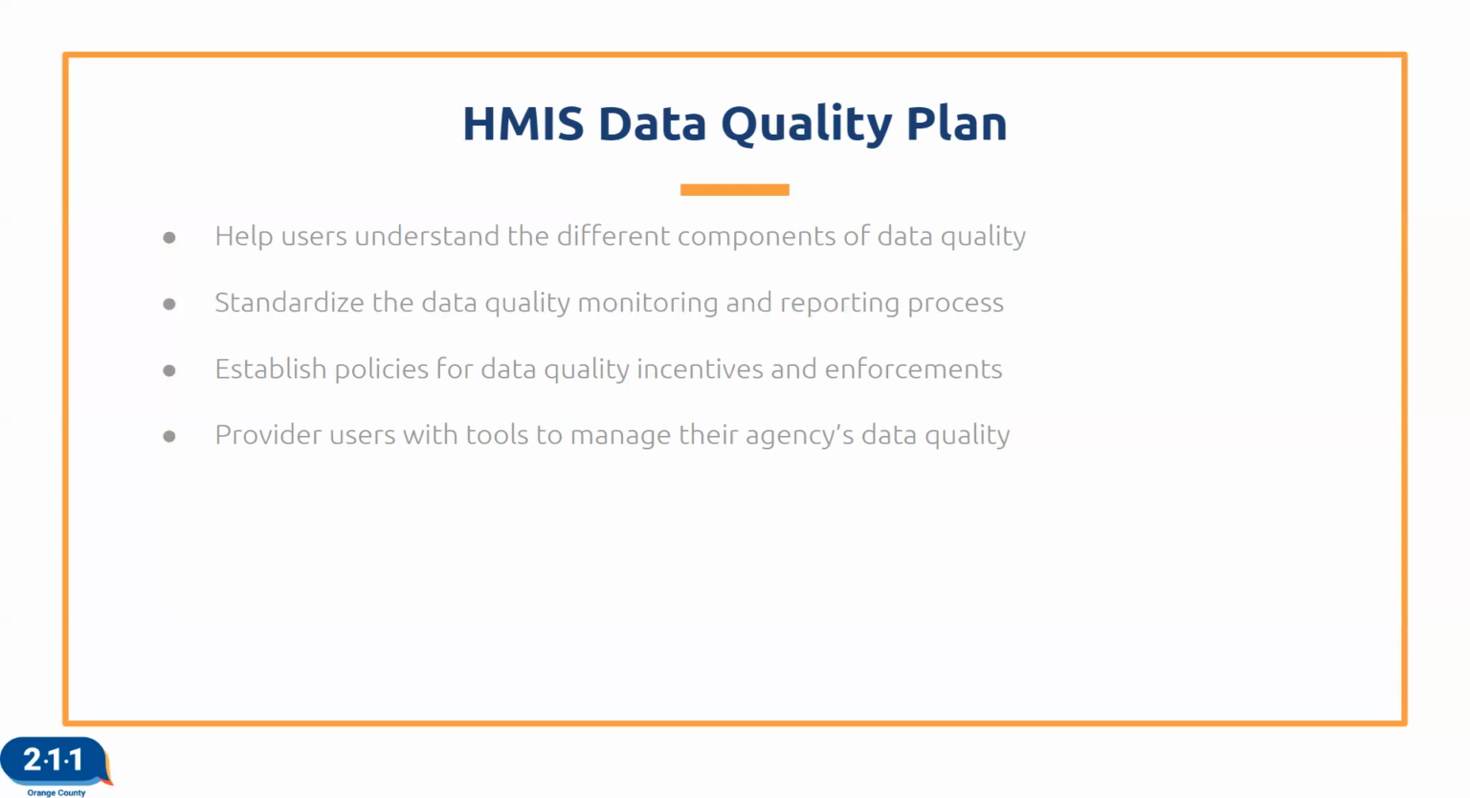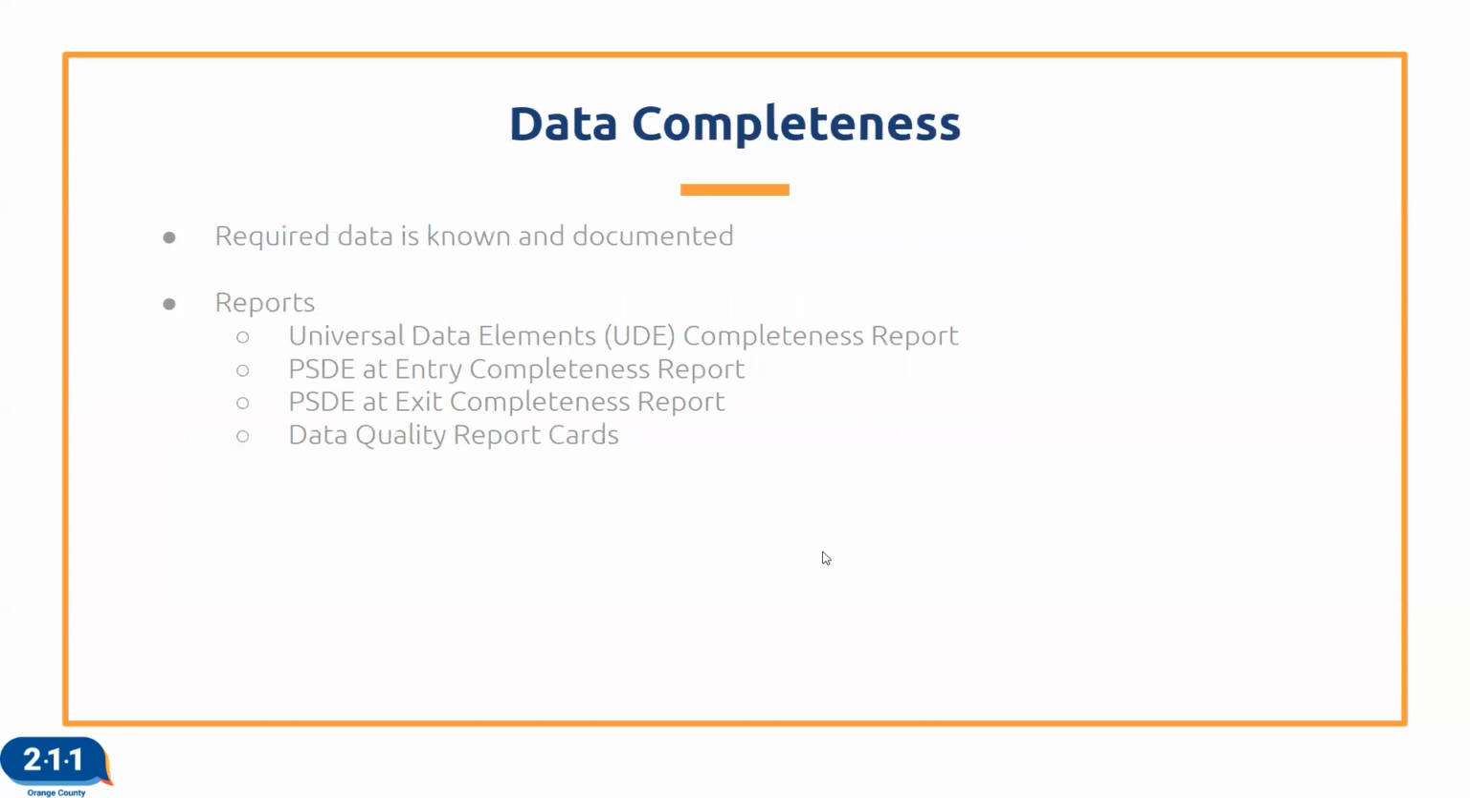The purpose of the data quality plan, first, is to help users understand the different components of data quality, to standardize data quality monitoring and reporting processes, establish policies for data quality incentives and enforcements, and provide users with tools to manage their agency's data quality. So the plan first covers the different components of data quality.